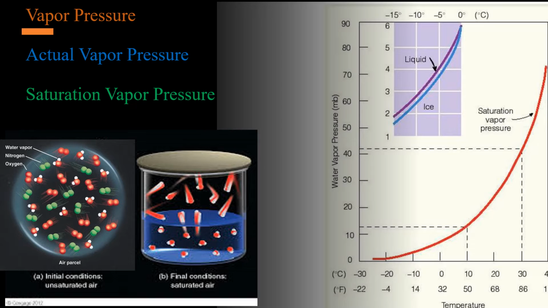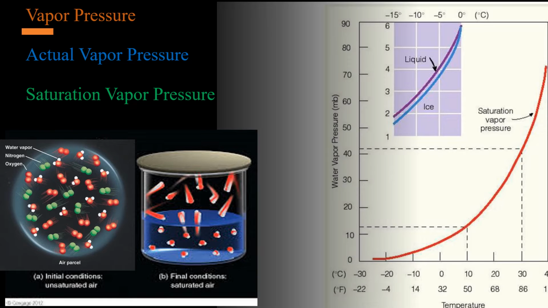If the total pressure inside the parcel is 1000 millibar, the gases inside include nitrogen 78%, oxygen 21%, and suppose that water vapor is only 1%. Then the partial pressure exerted by the nitrogen, if nitrogen is 78%, would be 780 millibar, and the oxygen is 21%, so the pressure would be 210 millibar.